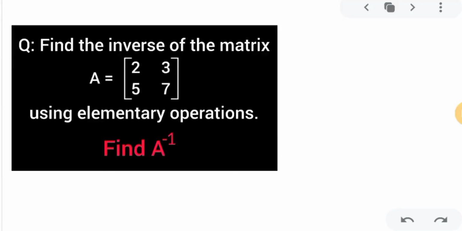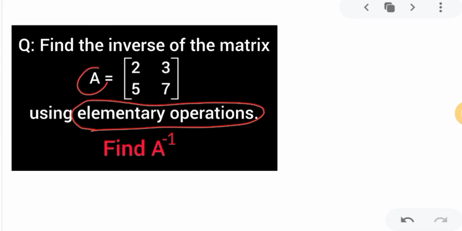Hello students, in this video we will discuss this important question. This can come as a long question, 4 marks or 5 marks. Find the inverse of the matrix A = [2, 3; 5, 7] using elementary operations. So we have to use elementary operations and find the inverse of this matrix.